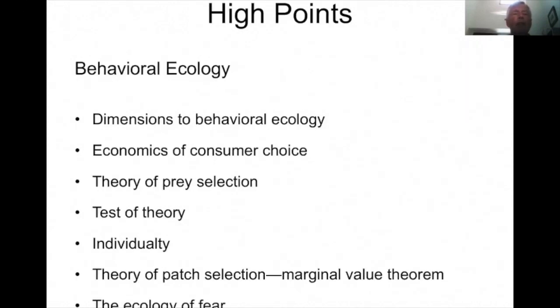And then moving to behavioral ecology and the high points, we talked about, first of all, the diverse dimensions to the field of behavioral ecology. We then moved to the economics of consumer choice and focused entirely on that one dimension to behavioral ecology. We talked a little bit about the theory of prey selection, Charnov's theory of prey selection and when to consume a species and when to leave it and go for something else. We talked about Krebs' classic study with the great tits, testing this theory. And then we talked a little bit about individuality and the importance of individuality in dictating what the diet of a species might look like in a particular circumstance. And then we talked at the end about the theory of patch selection, the marginal value theorem, and we ended with a brief discussion of the ecology of fear.